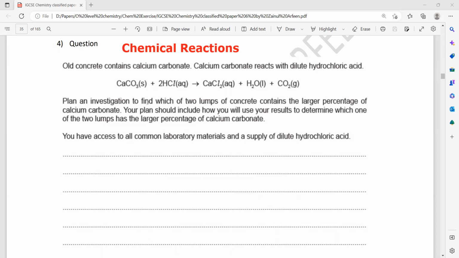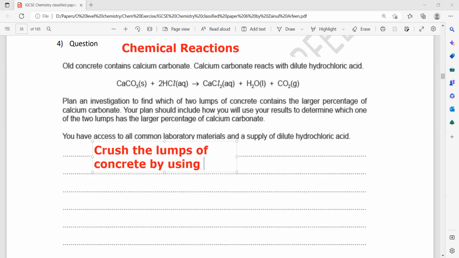So first thing, we have to plan an investigation to find which of two lumps contains the larger percentage. So usually what we do, we will crush the lumps, of known mass. First we crush and then we measure the mass. Crush using pestle and mortar? Yes. So crush the lumps of concrete by using mortar and pestle.